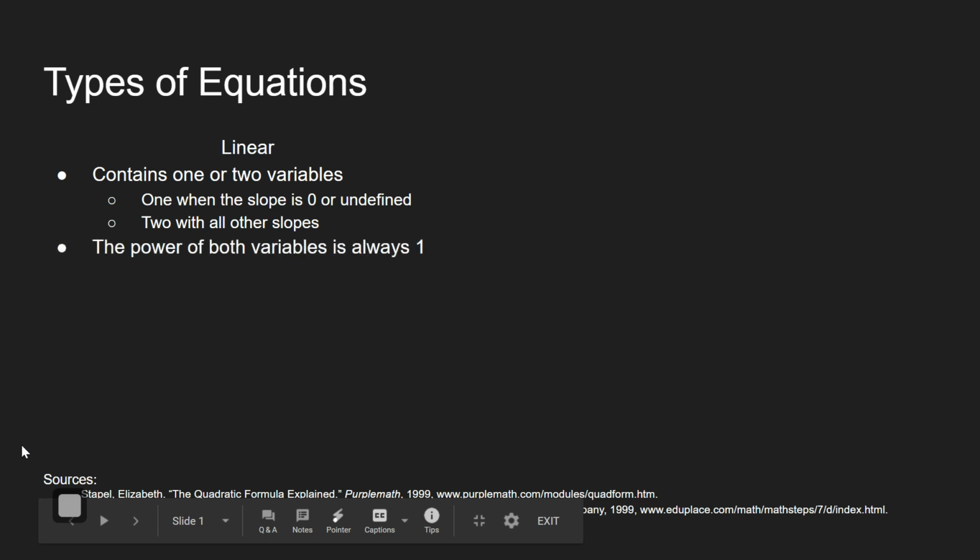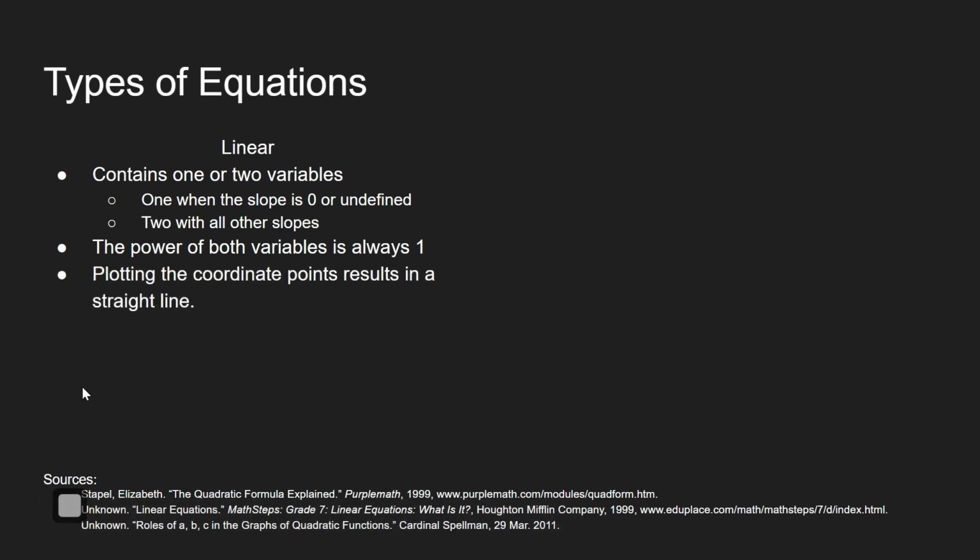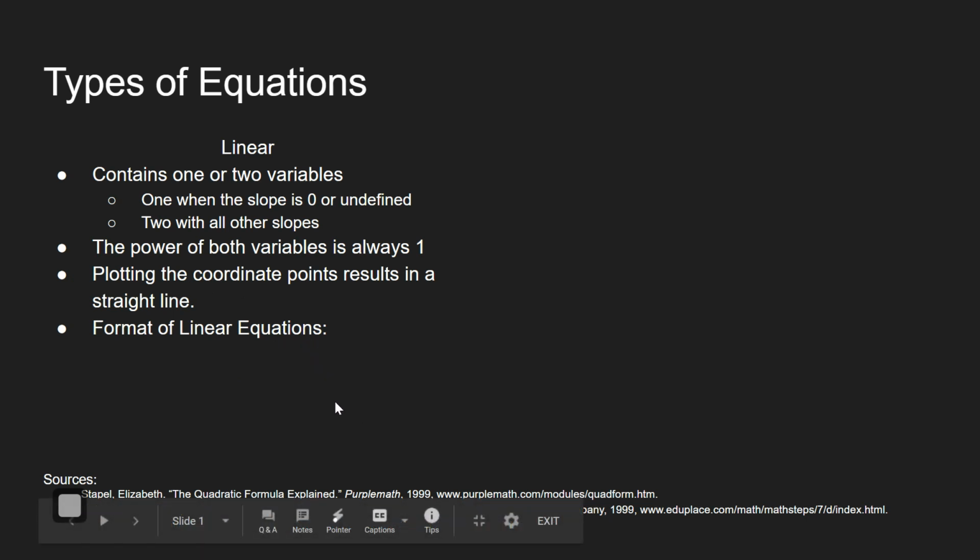The power of both x and y variables is always going to be to the first power, or to 1. When we plot the coordinate points, we create a straight line. And the format for all linear equations is going to be y equals mx plus b. When we break this down, y is our dependent variable. M is the slope, which is the change in y divided by the change in x.